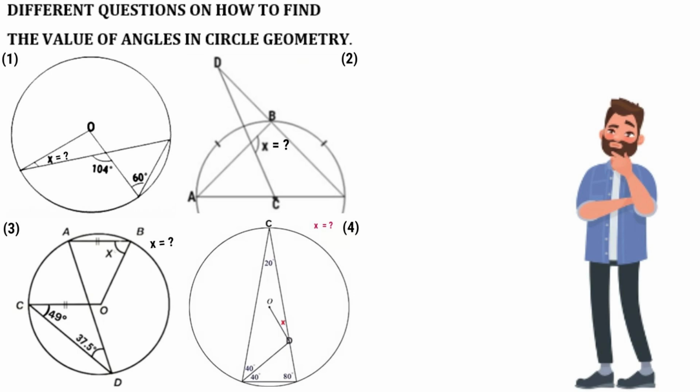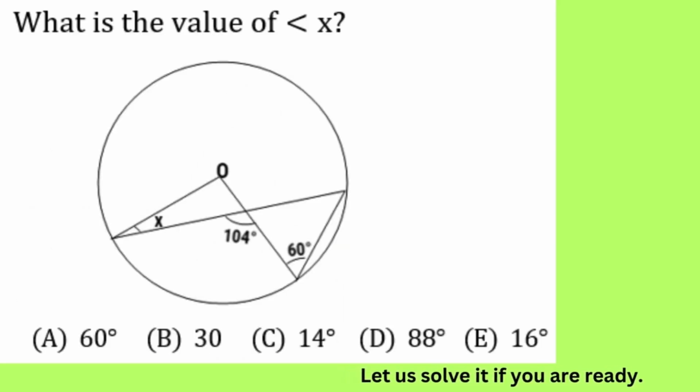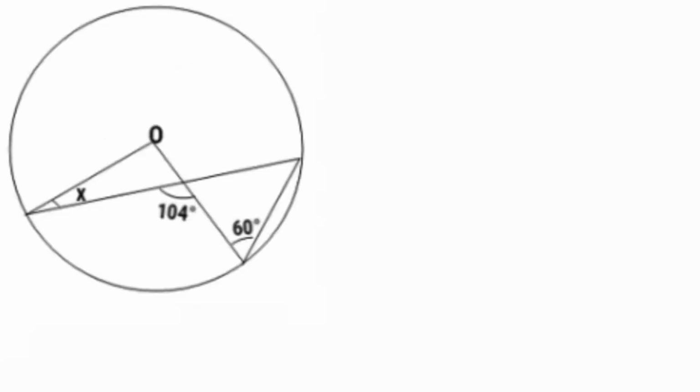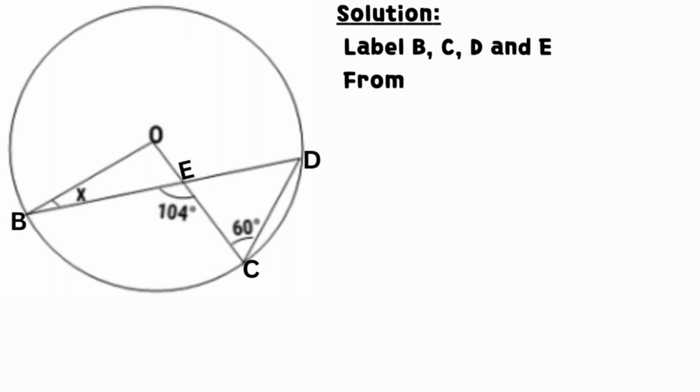Different questions on how to solve for angles in circle geometry. What is the value of angle alpha from the given diagram? Label B, C, D and E.